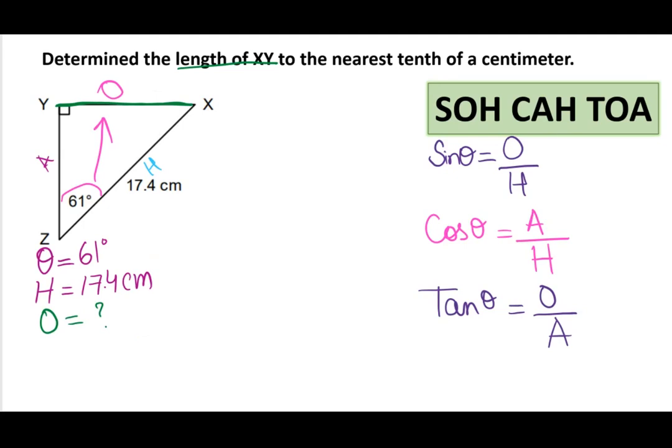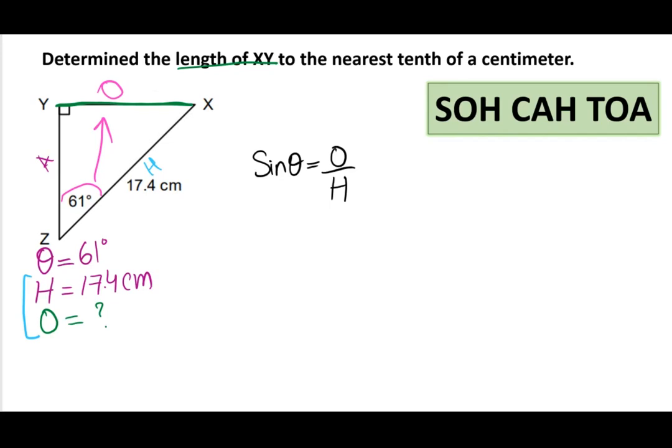Okay, so let's figure out which ratio we're going to use. We have opposite and hypotenuse here, and when we look at the ratios, we have opposite and hypotenuse here. So we will be using sine. Now we're going to manipulate our ratio and isolate the variable that we're solving for, which is the opposite. We're dividing opposite side by hypotenuse, so we do the opposite: we multiply by hypotenuse to cancel them.